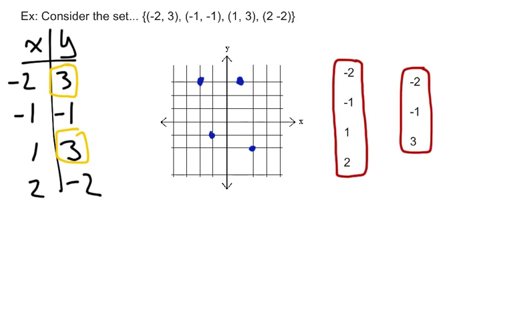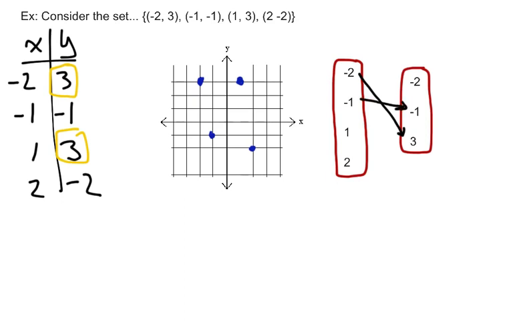How we show the relation will kind of point this out. First of all, we've got to draw them arrows. -2 is related to 3, so we draw an arrow down here to 3. In the next ordered pair, -1 is paired with -1, so we draw an arrow between those two.